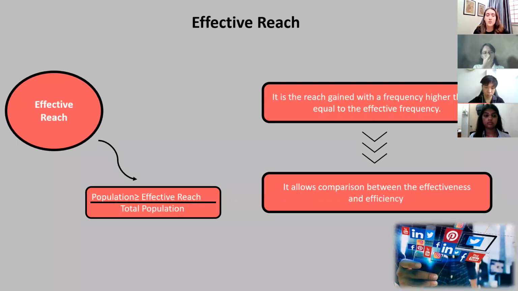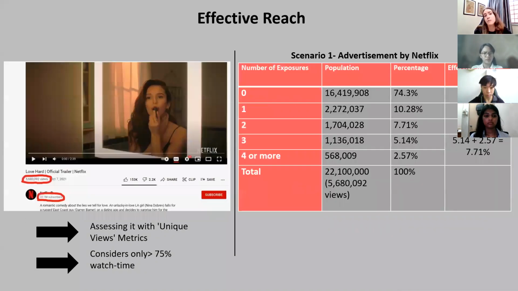The next metric we suggest for Netflix is effective reach, which is calculated by the formula as shown. It is the reach gain with a frequency higher than or equal to the effective frequency, and it allows one to use data to compare between different social media sites such as YouTube, Facebook, or Instagram to compare the effectiveness and efficiency of the advertisement's reach to the viewers. It will be explained more by Adrian.